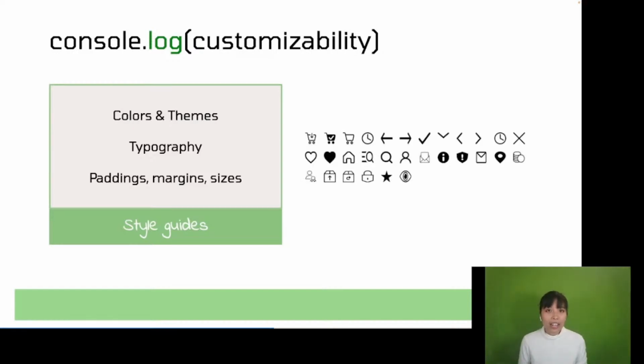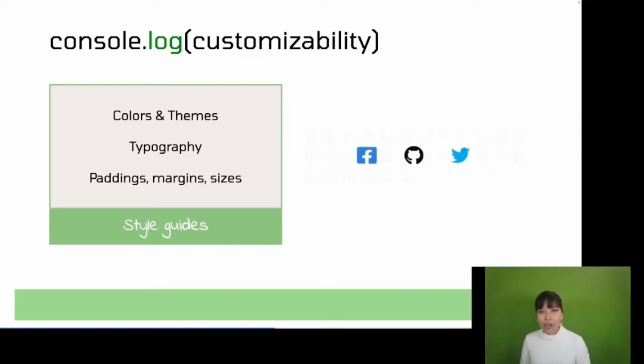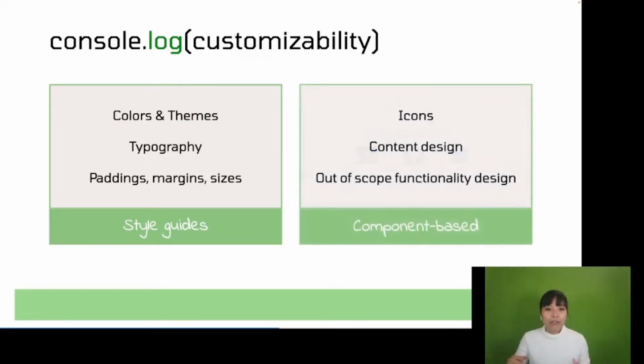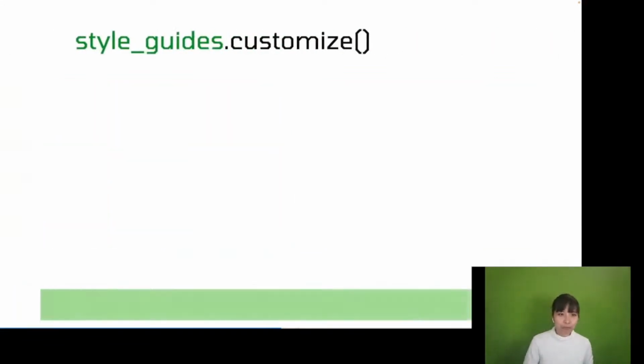And then the next one is, let's say, the set of icons. Users want to be able to use their own icons, like Facebook, GitHub, and Twitter, something not common for e-commerce. Well, for that, we have to enable customizability for component-based, which includes icon, content design, and anything out of the scope related to functionality.